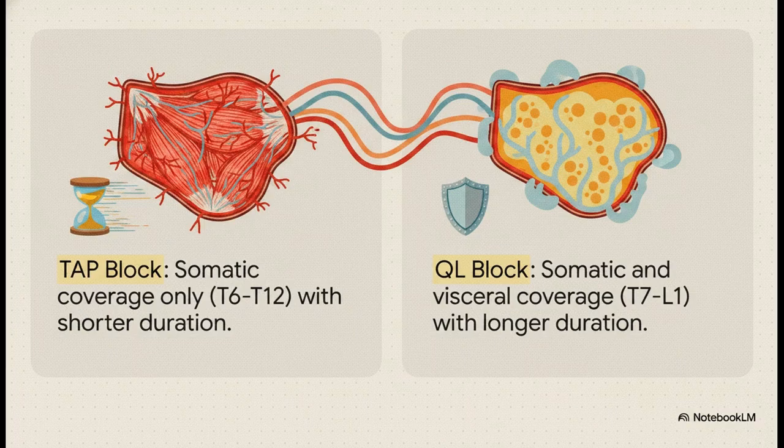The QL block, however, is a different beast entirely. It provides both somatic and visceral coverage, typically from T7 solidly down to L1. Even more crucially for our enhanced recovery pathways, the duration of analgesia is significantly longer. Why? Because our injectate is spreading into the relatively avascular, fat-filled paravertebral spaces and deep fascial planes. This results in a dramatically slower rate of vascular absorption. Plus, as we discussed, you are achieving that invaluable sympathetic nerve blockade that a TAP block simply cannot touch.